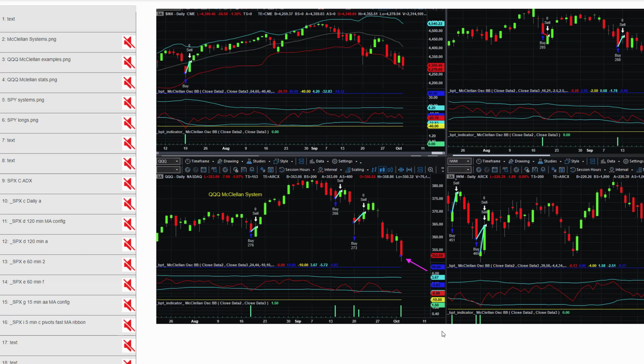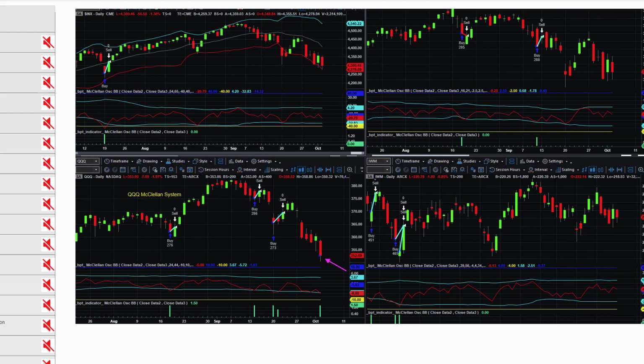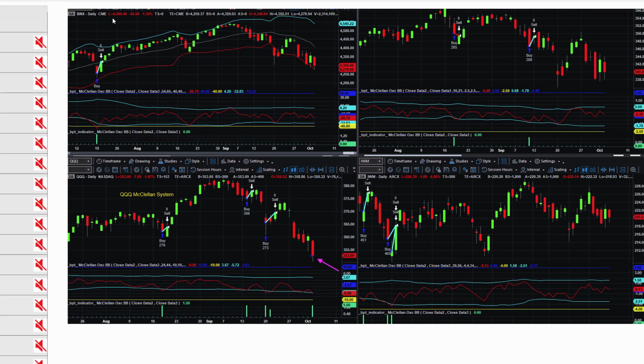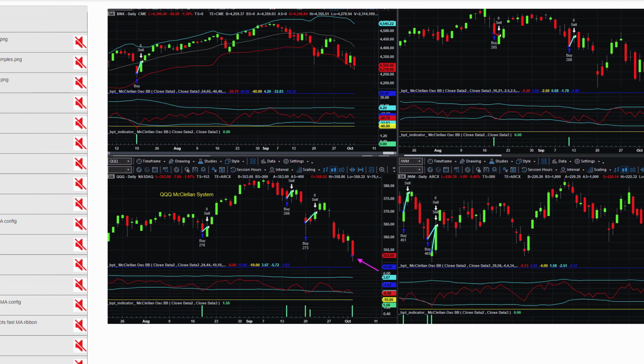The first image here shows you 4 charts. These are the McClellan oscillator systems with the Bollinger Bands. Again, these are straight reversion to mean systems. Whenever the McClellan oscillator falls below the lower Bollinger Band, you take a trade. When it closes back inside, you exit the trade. So they're typically really quick trades, rubber band trades.